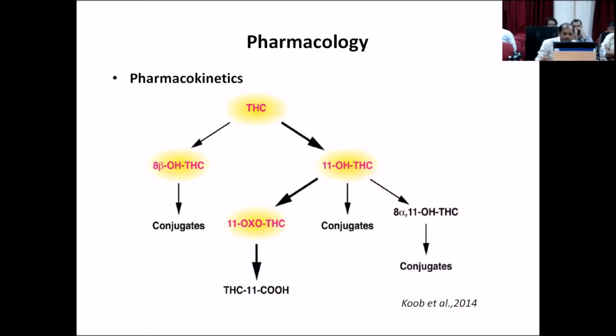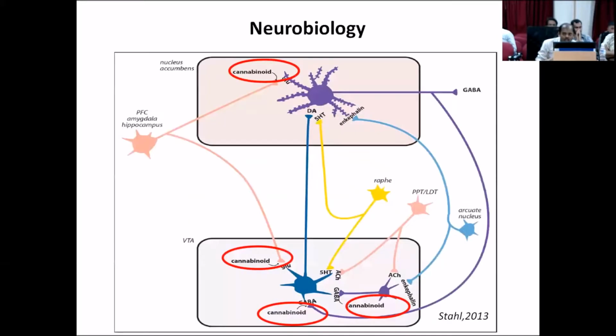Now the metabolism. It is metabolized in the liver by cytochrome P450. There are both hydroxylation and glucuronidation. This THC-11 carboxylate is an active ingredient which can help in detection of cannabis.